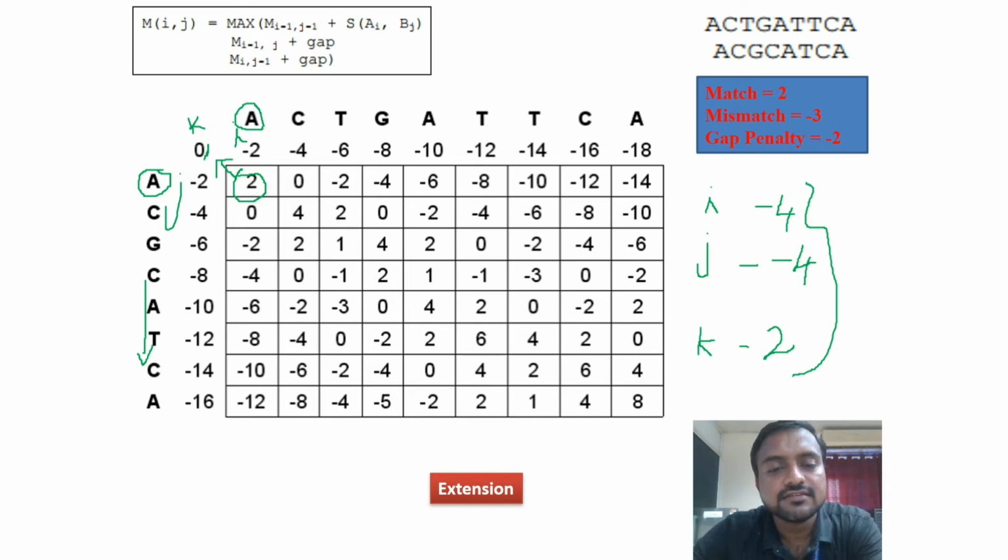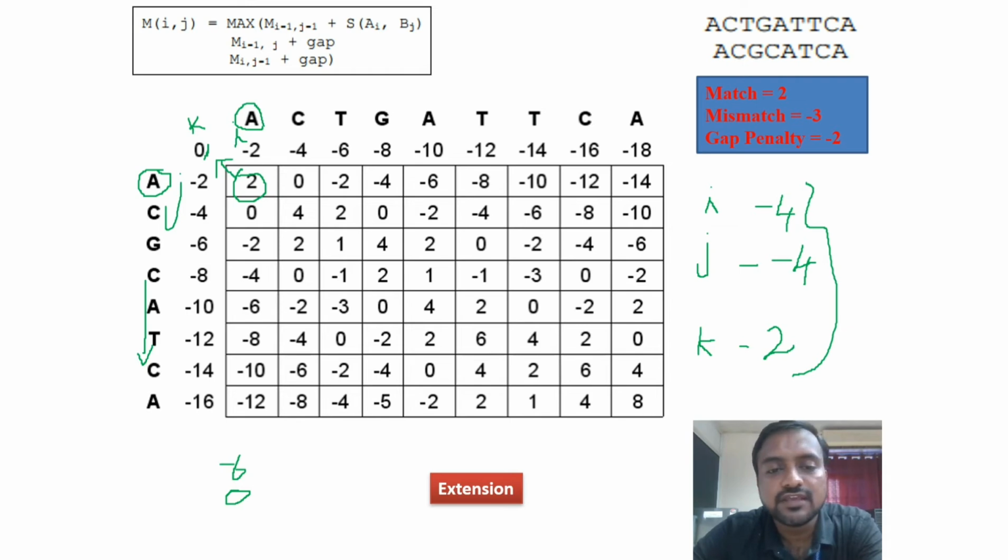In the next cell, if this is the cell that I am going to fill, then the character on the top becomes my I. So in this case, I is minus 4. What is the gap penalty? The gap penalty is minus 2. So it is minus 6. Then we have J. Now what do we have in J? In J, the immediate cell on the left is 2. And what is the gap penalty? Minus 2. So 2 minus 2 makes it 0.